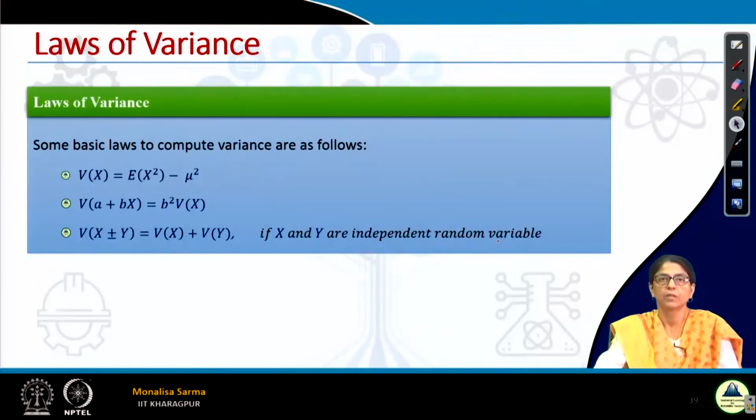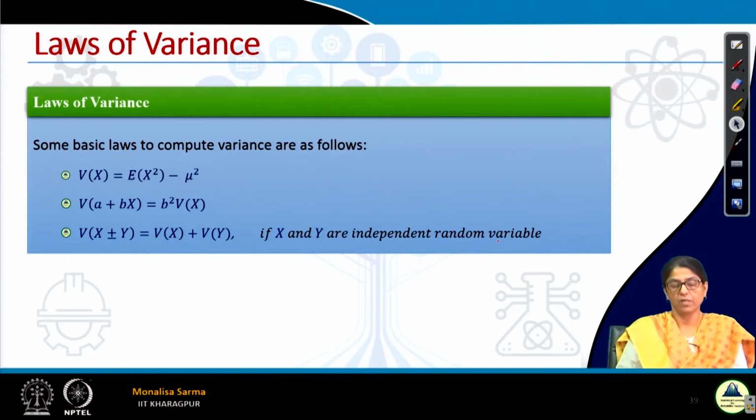Okay. So now some basic laws to compute variance. Variance, we can write as V(x). V(x) is equal to E(x square) minus mu square. V(a plus bx) is equal to b square V(x). V(x plus or minus y), meaning two random variables x and y which have two different distributions, whether we add or subtract them, the variance we get is V(x) plus V(y). This is a very important conclusion. You may need it in many other problems when trying to find the variance of two different populations. Whether it is x plus y or x minus y, the variances are always added, never subtracted.